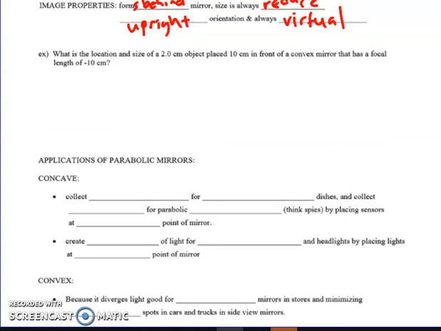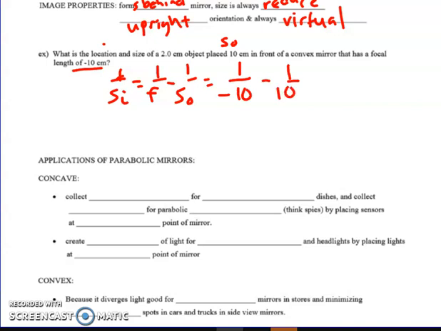What is the location and size of a 2 centimeter object placed 10 centimeters in front of a convex mirror if it has a focal length of -10? So I want to point out, the focal length for a convex is -10. So location, that's SI. So 1 over SI equals 1 over F minus 1 over SO. So F is 1 over -10 minus 1 over 10. Okay, so let's see, I think that is equal to -2/10, which makes SI equal to 5, okay? So, nope, I'm sorry, -5. That makes sense. It's got to be behind the mirror.